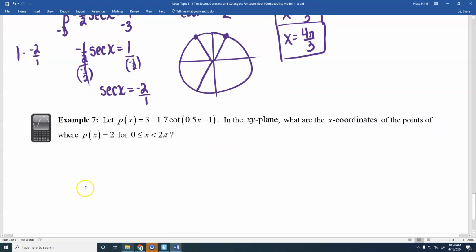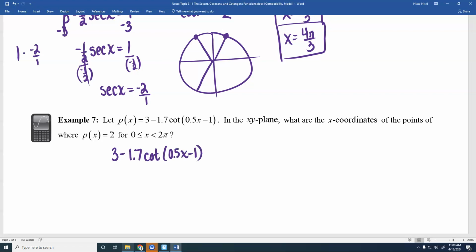All right, so example 7 is a calculator active problem. We really have not used our calculator much in this unit at all, and we won't much, but here's an example of somewhere you might. This gives us p of x, and it's asking us where p of x equals 2. So we would take our equation for p of x, 3 minus 1.7 cotangent of 0.5 x minus 1, and set that equal to 2.